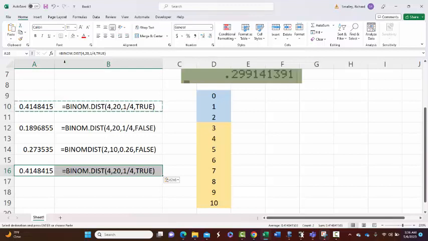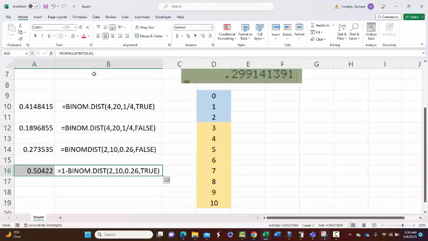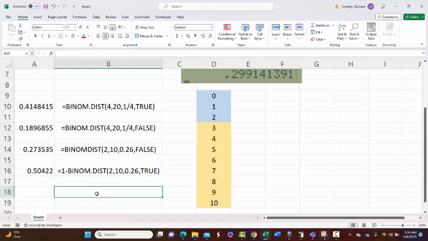Well, I got to do 1 minus, so 1 minus, and then my values are 2, and it was 10, 0.26, and I want that to be true, because I want to be subtracting the 2, 1, 0. So of course we'll make sure that this is right, but then obviously you can pause the video to look at this when you're doing one. Well, let's see if that's right. If it's 3 decimal places, let's try 504.